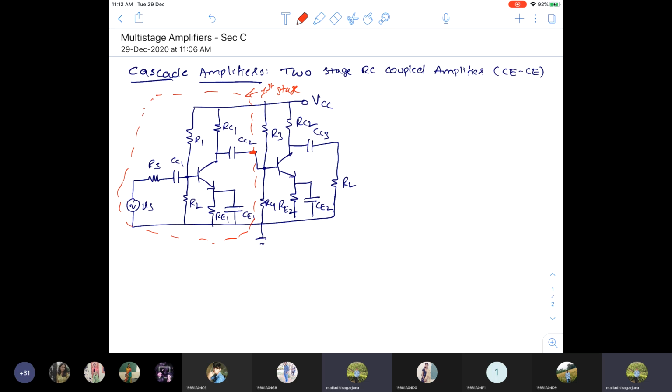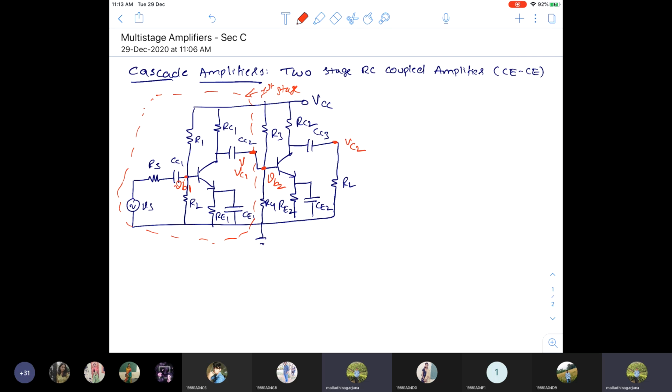Let us say Vs is input, and let us assume the input is Vi. The first stage input is the base voltage, VB1. The output of the first stage is VC1, and here the input is VB2, and here it is VC2. So VB1 is the input of the first stage, VC1 is the output of the first stage, VB2 is the input of the second stage, VC2 is the output of the second stage. These are the stages now.